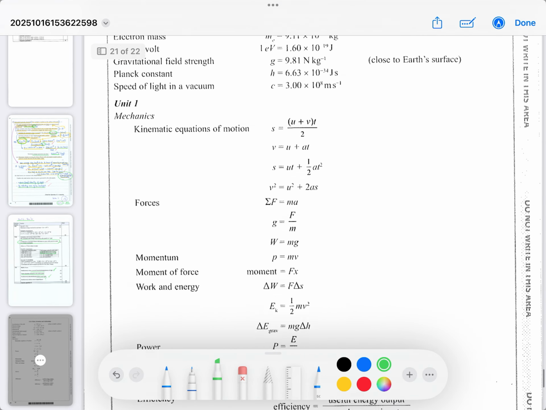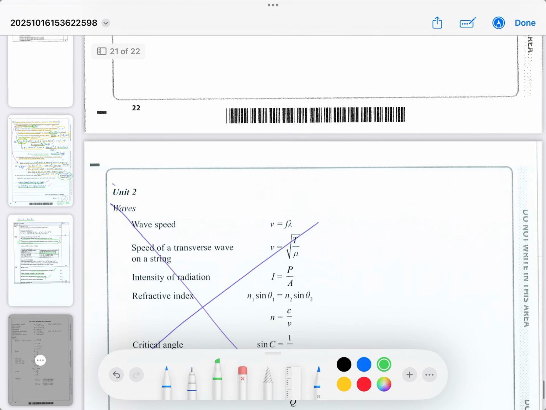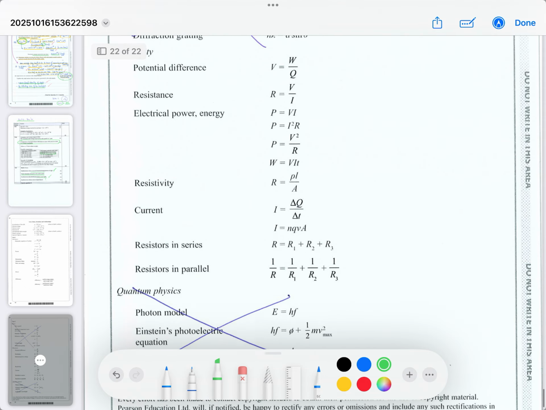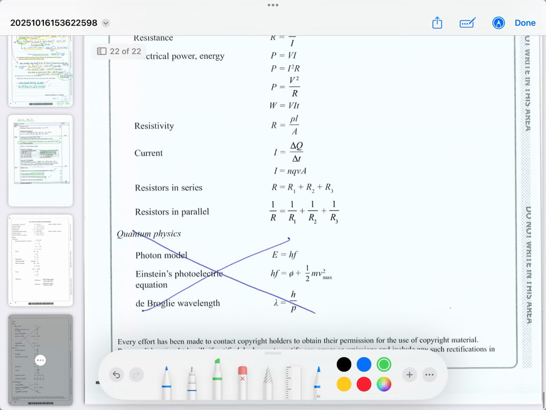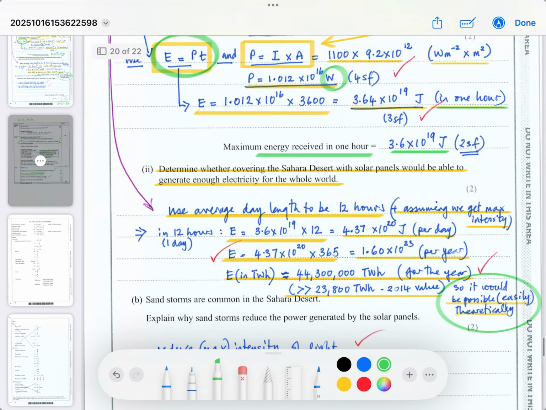And here are some of the equations they give you for this topic. The waves I've crossed out because we didn't use them. And these are all the electricity questions that they give you in the international A-level, because most of the questions I got were from the international A-level paper.